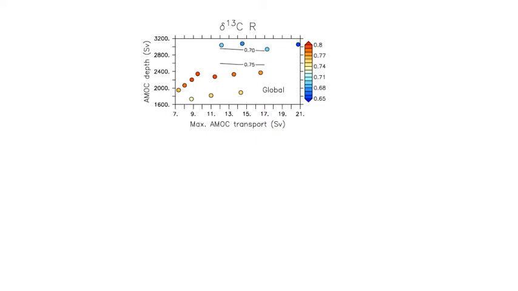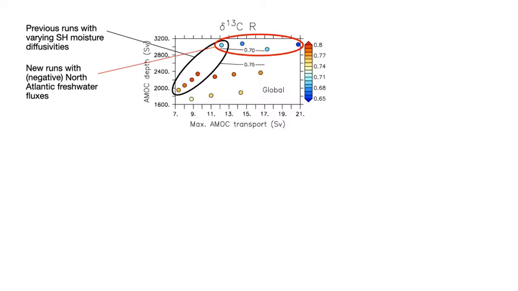This is the global, and let me orient you a little bit more. The previous series of experiments that we did in the 2018 paper is this diagonal here. In this case, AMOC depth and AMOC strength were correlated in these simulations, and the best fitting model would be here around 2300 meters AMOC depth and about 9 Sverdrups AMOC strength. But from these simulations alone, we could not say whether it is AMOC depth or AMOC strength that determines the fit to the data.